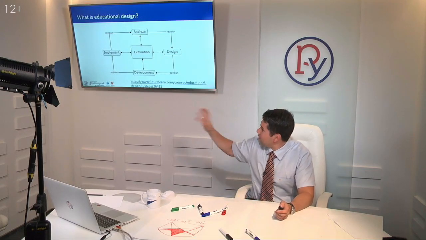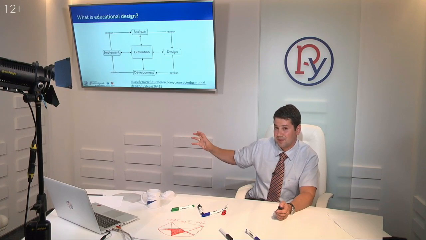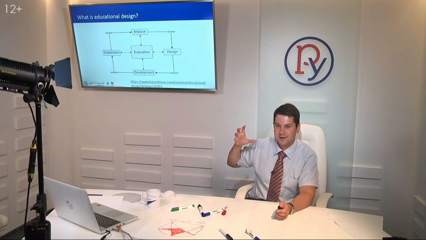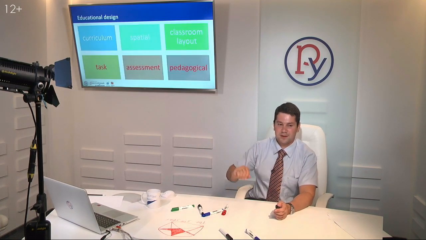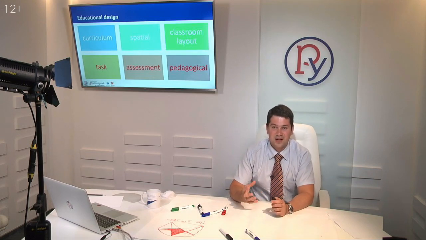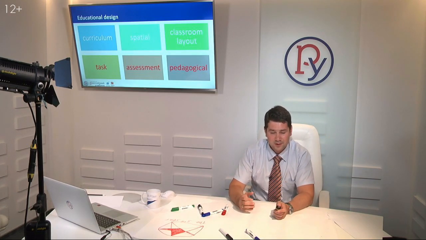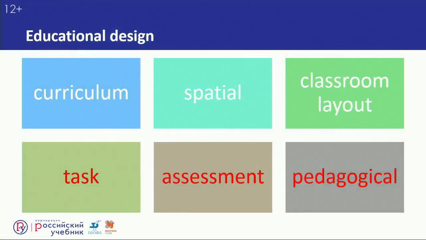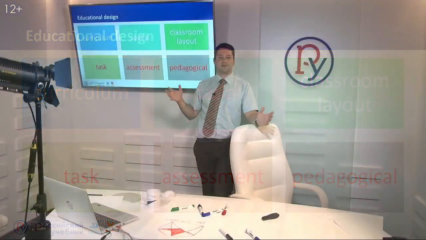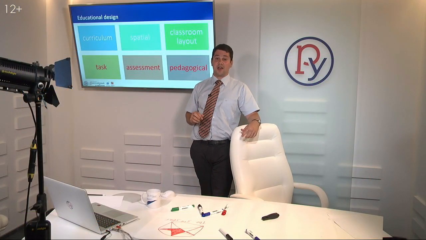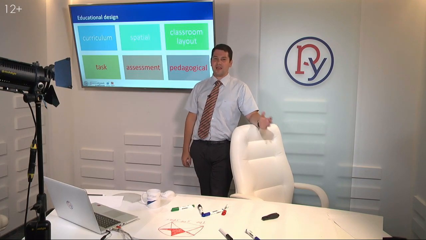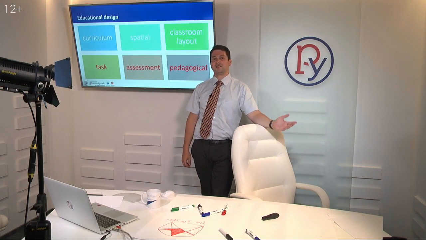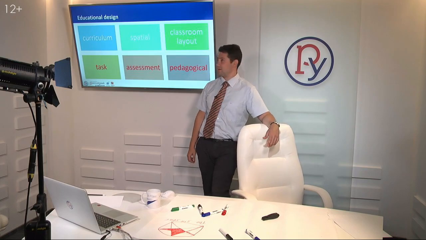Though the model of educational design is quite simple, there are different ways of thinking about educational design and different aspects of educational design. The first one is curriculum design. Curriculum design is thinking about our teaching throughout the year. So it's thinking about what we teach during the year and how this should be changed. And also it's a wider discussion of whether English language teaching in Russia is going the right way. So this is curriculum design.